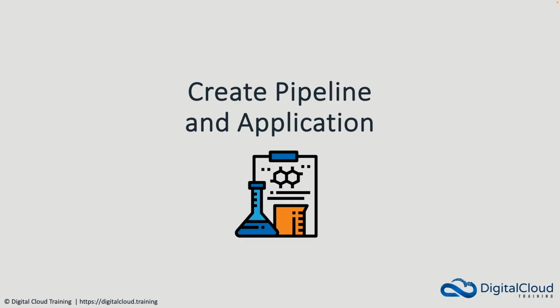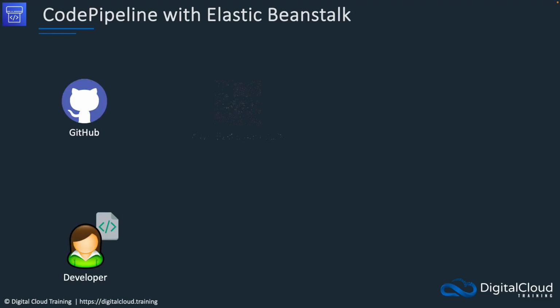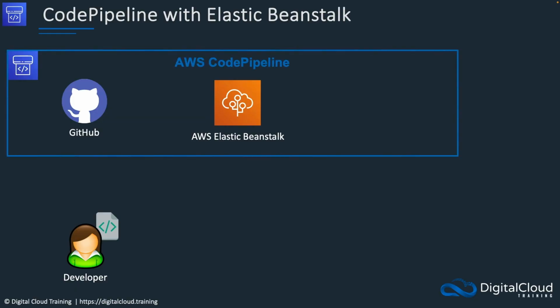So in this lesson, we're going to create a pipeline using AWS CodePipeline and an application running on AWS Elastic Beanstalk. So the lab will look a bit like this. We've got GitHub, and that's going to be included in a code pipeline as the source stage. And the deployment stage here is actually using Elastic Beanstalk. So Beanstalk can be its own deployment provider within a code pipeline.